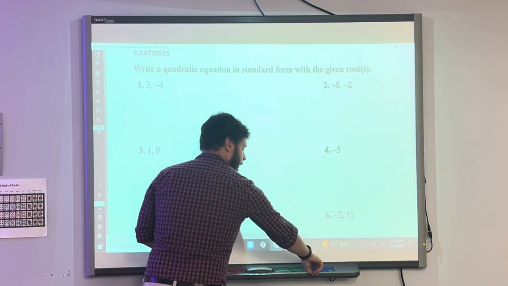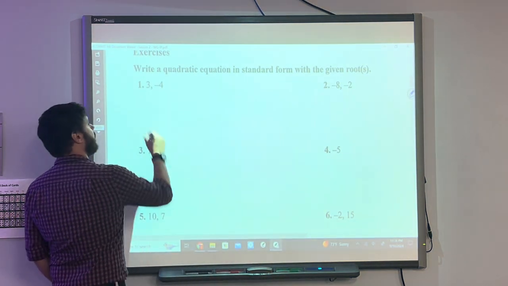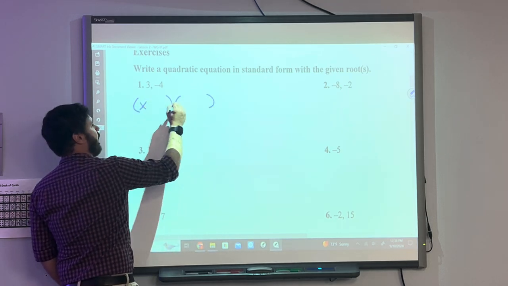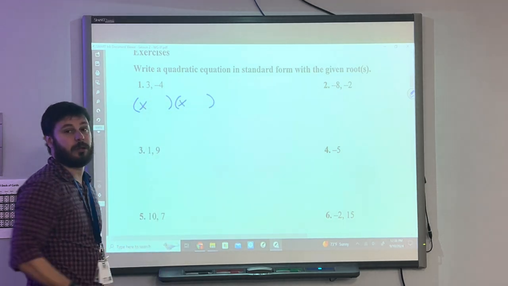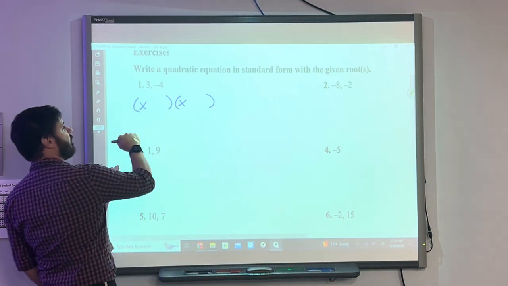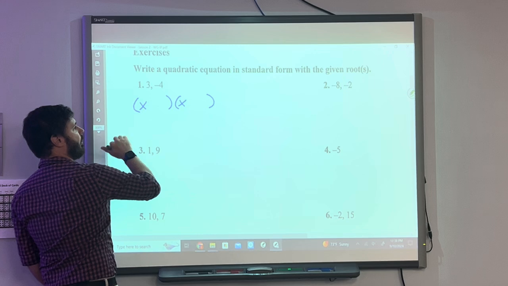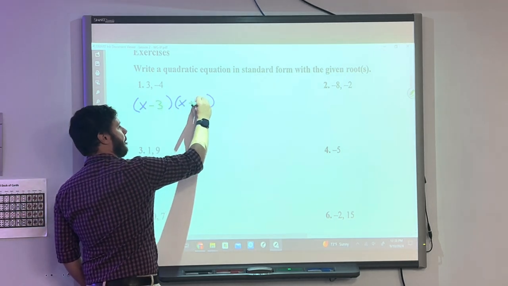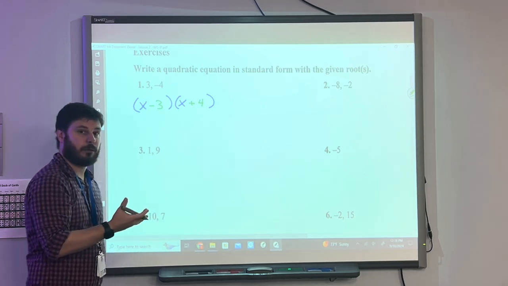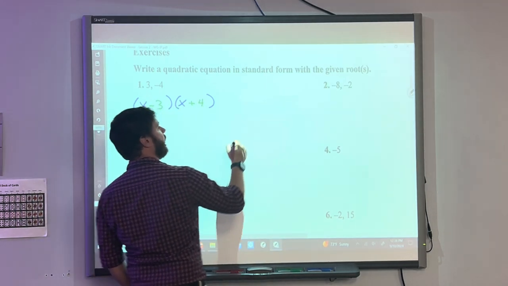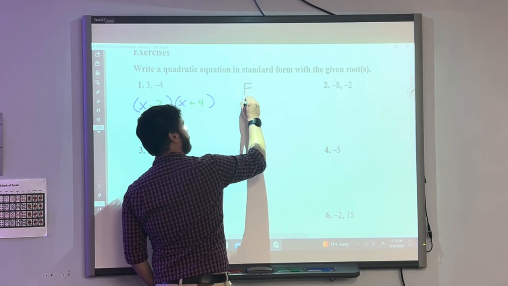Okay. This is very simple. I'm going to take 2 sets of parentheses and I'm going to put x's at the beginning of both of them. Now I am going to take whatever these numbers are and I'm going to change the sign of them and put them in there. Okay. Now I'm going to dust off algebra 1 and I'm going to FOIL this.